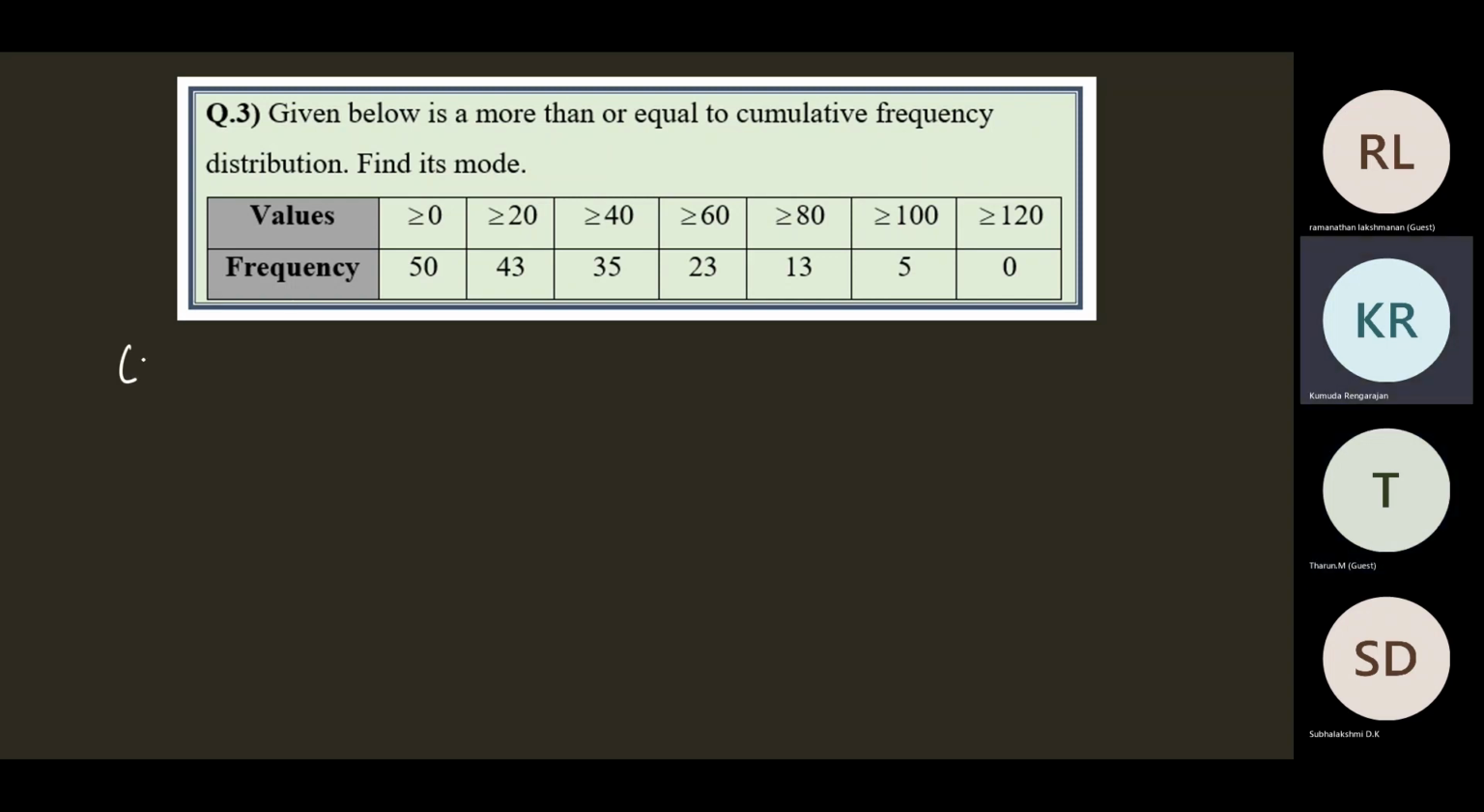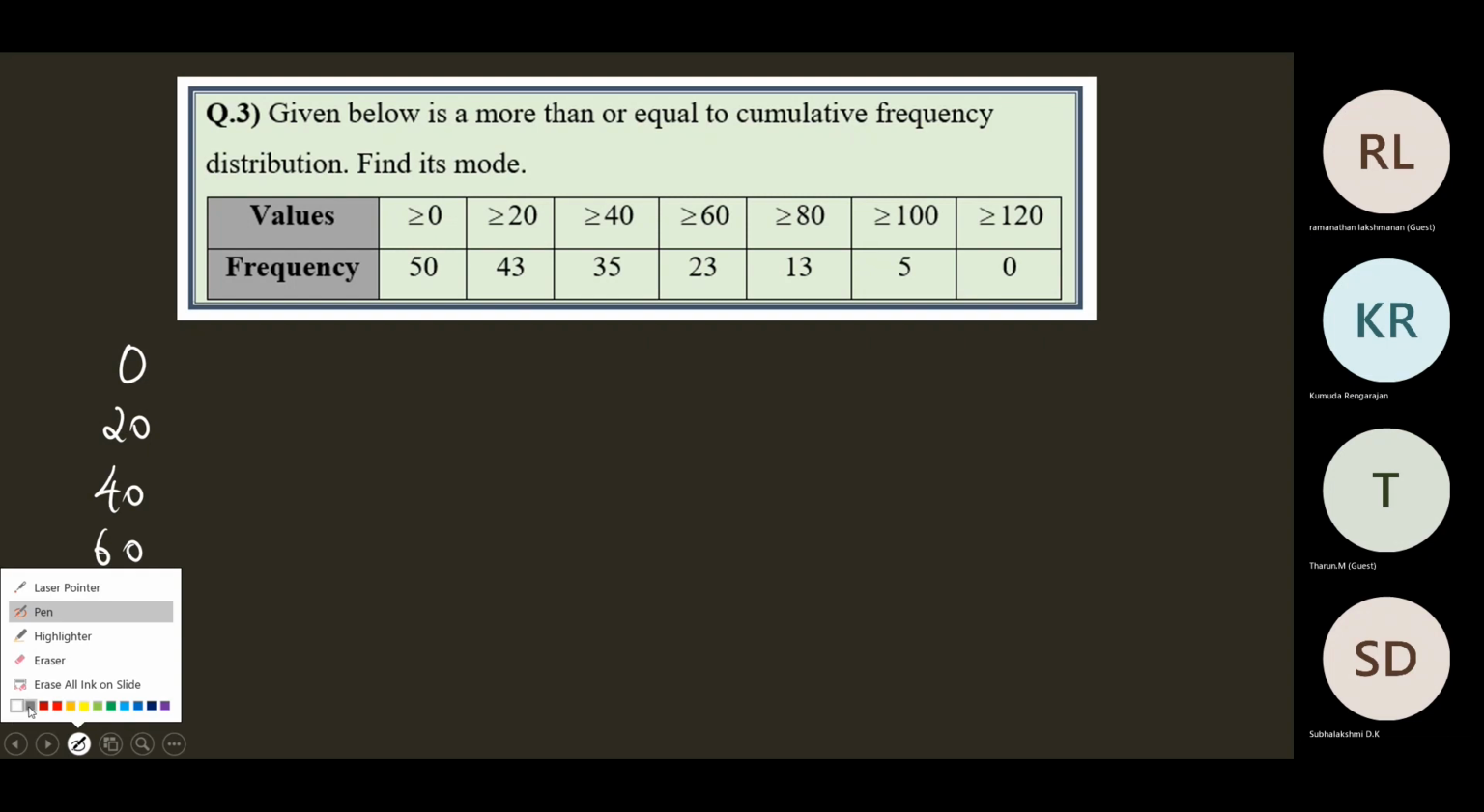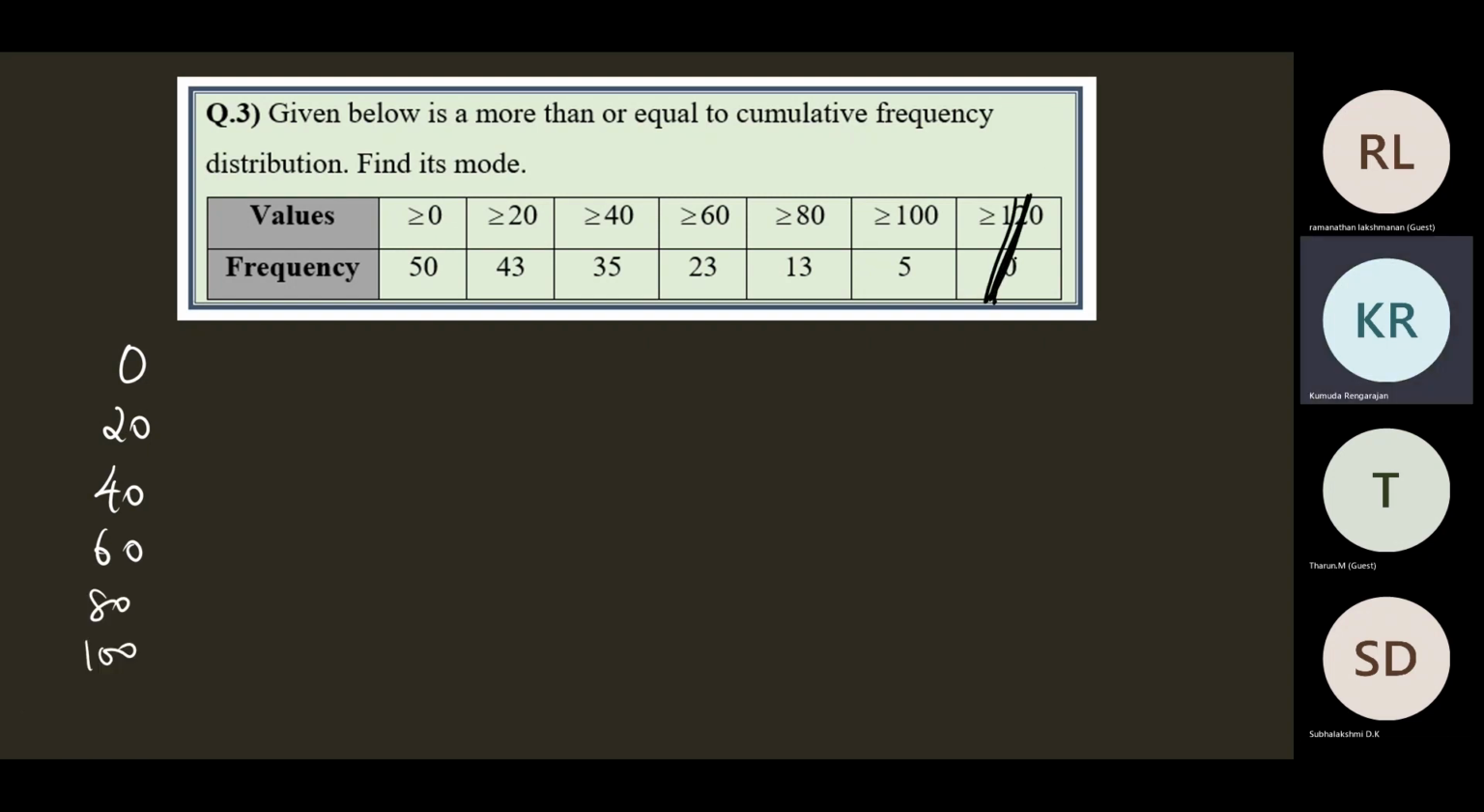So write them 0, 20, 40, 60, 80, 100. And I've told you, if there is anything with 0 frequency, just remove it. Just take it away. If there's anything with frequency or cumulative frequency 0, just take it away.